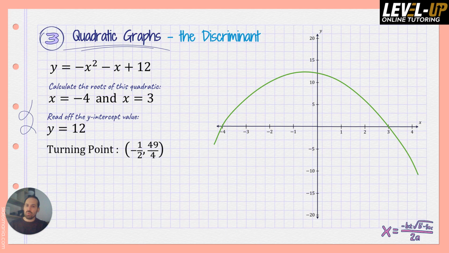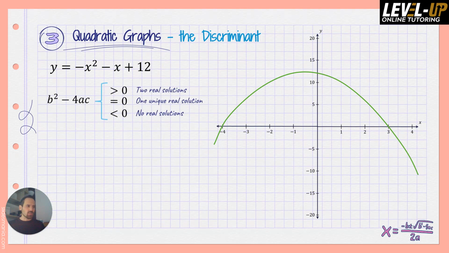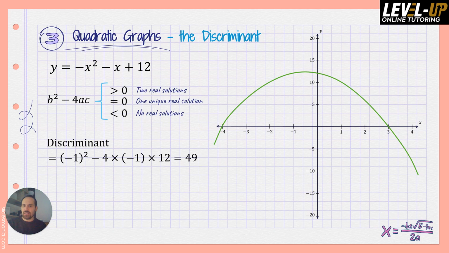We could even calculate the turning point. You might want to pause here and try to find that for yourself using completing the square. Now, we've seen the discriminant is this value here from the quadratic formula, b squared minus 4ac, which corresponds to the coefficients of the quadratic. So let's take a closer look. If we calculate the discriminant, b is -1, a is -1, and c is 12. Plug that into b squared minus 4ac, and you get positive 49.